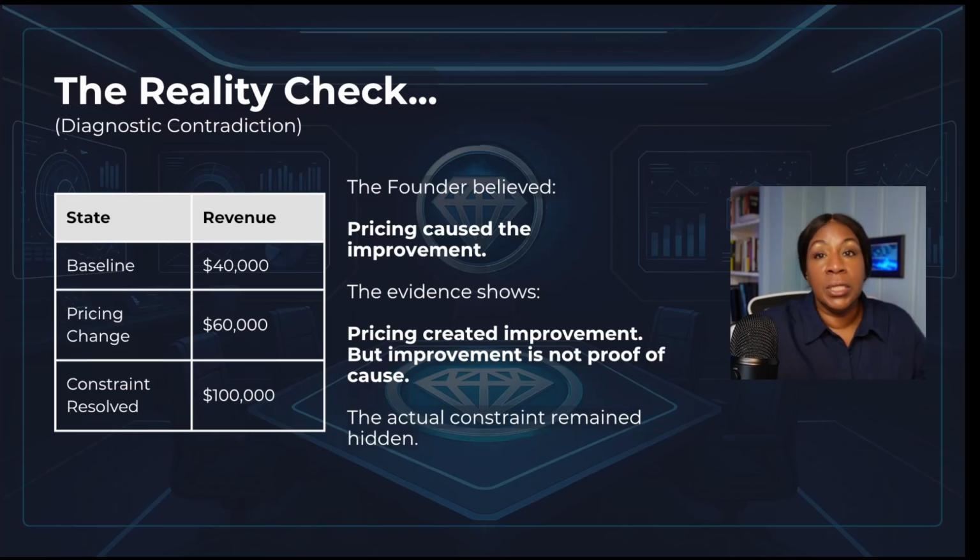So the reality check here is that the pricing did provide some improvement, but because it wasn't confirmed, it was a short-term solution, not a long-term solution. But what the evidence showed, that even though there was improvement with the pricing, that the improvement was not proof of cause, and the actual constraint remained hidden. In other words, we still never fixed demand, which was the original issue, right?